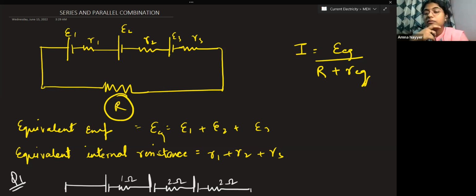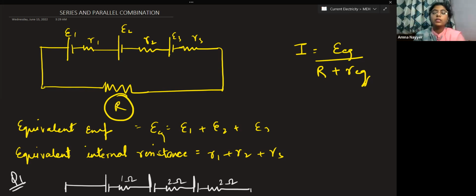One important case in finite resistance we have to see. So equivalent EMF gets added up. If all the batteries are aligned in the same direction, then EMF gets added up: E1 plus E2 plus E3 plus E4 up till En. Equivalent internal resistance also gets added up.